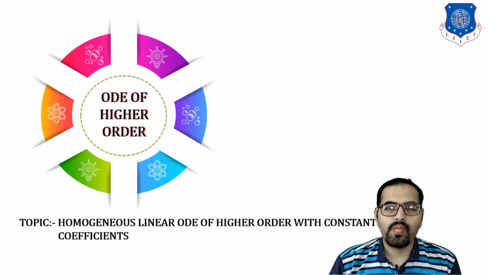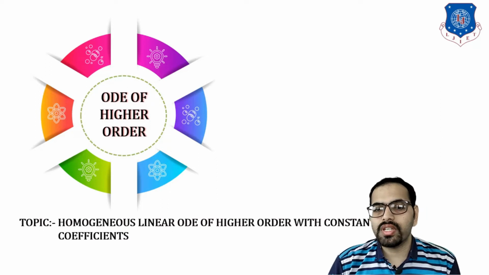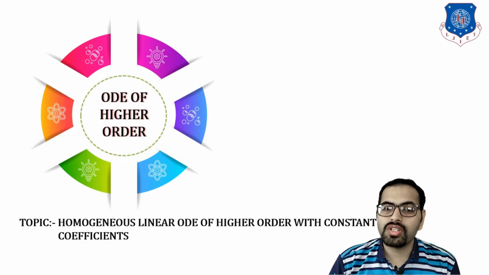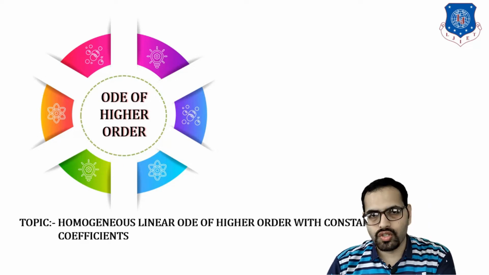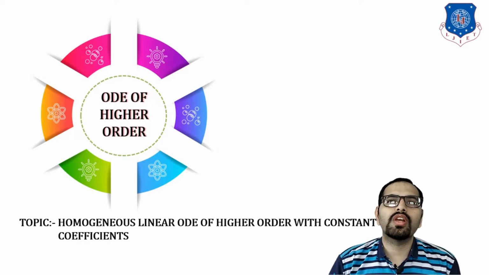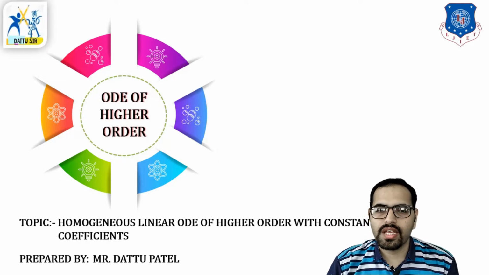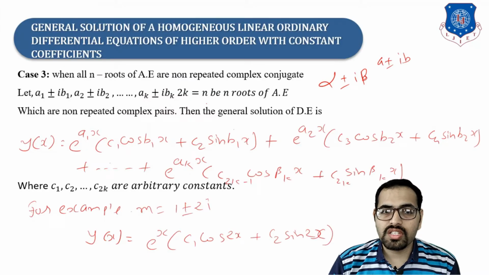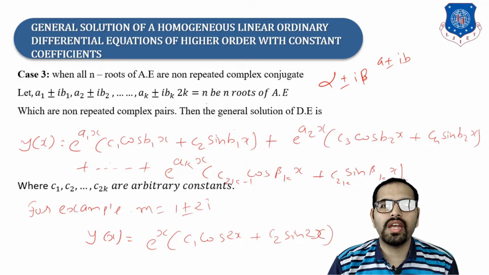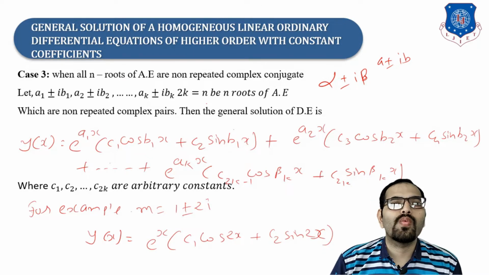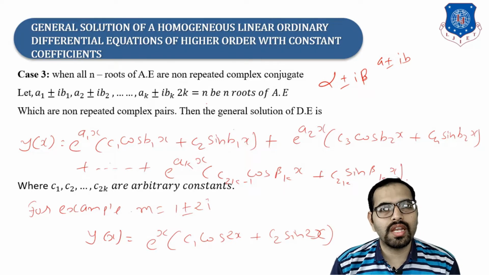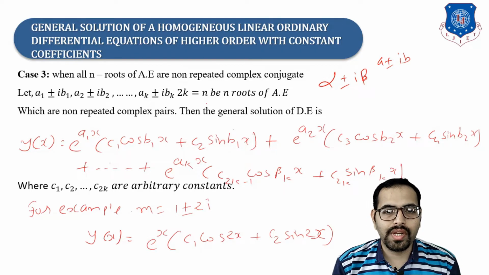In the earlier lecture, we already discussed homogeneous linear ordinary differential equations of higher order with constant coefficients, case 1 and case 2. Today's session, we are going to discuss case 3 and case 4. Let's first see the general solution for case 3, when all n roots of the auxiliary equation are non-repeated complex conjugate pairs.